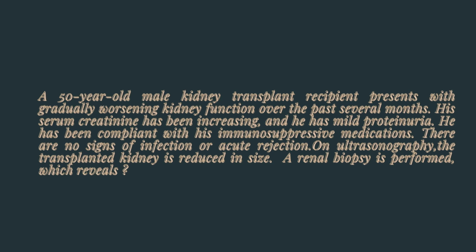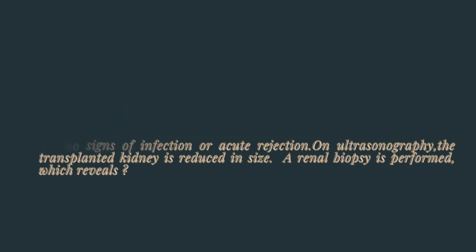So in this, we notice that it is worsening of kidney function over the past several months, right? Several months. And gradually the serum creatinine has been increasing. He has been compliant with immunosuppressive medications, but his ultrasonography reveals the transplanted kidney is reduced in size. So that means there is atrophy. So this is an example of chronic rejection. On renal biopsy, we will see parenchymal atrophy and interstitial fibrosis along with arteriosclerosis.